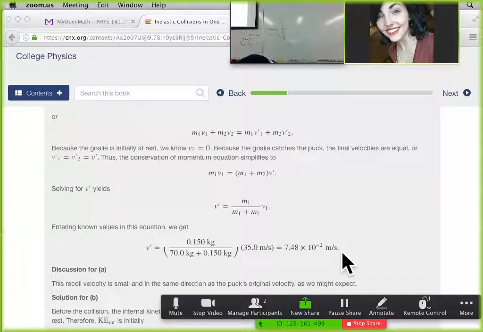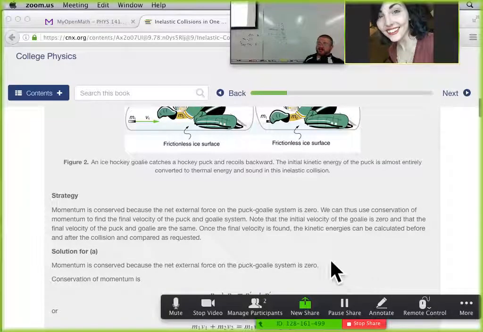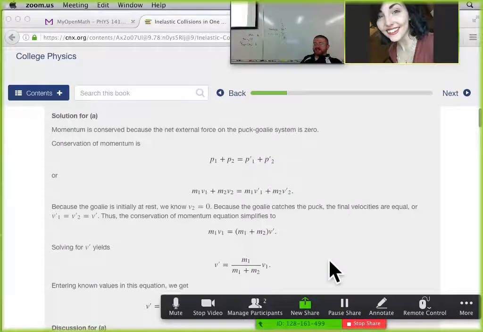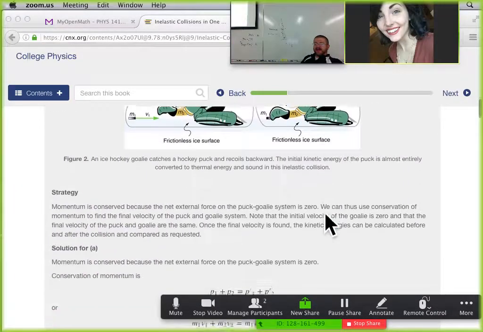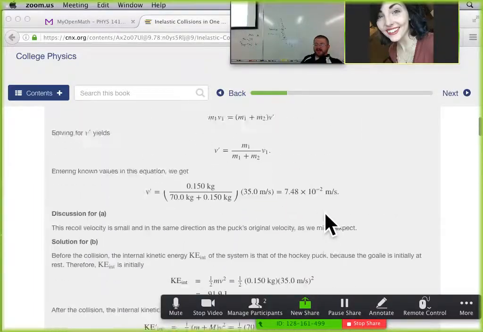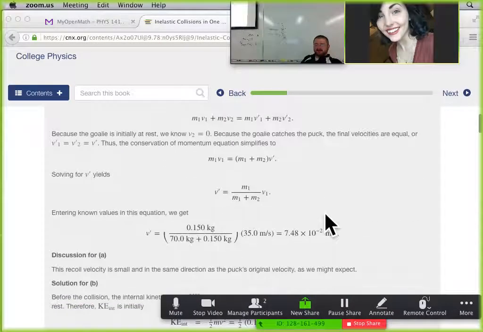And the direction is determined by the sign of that momentum, because we're only in one dimension. Positive is one direction, negative is another direction, and the positive 35 meters per second was in the direction towards the goalie. And that 7 at the end, where did it go? Here we go. At the end, that 7 centimeters is in that same direction because it's still positive. If you plug in all your velocities with the correct signs, you will get a number out that tells you the direction.